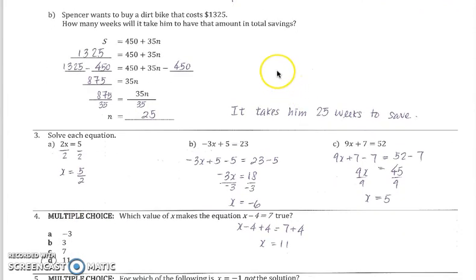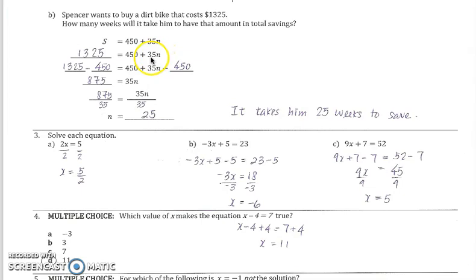B. Spencer wants to buy a dirt bike that costs $1,325. How many weeks will it take him to make that amount in total savings? Now this time, we know the savings has to be 1,325, and we are looking for N. So we replace S with 1325. This gives us an equation. So we need to look for N.